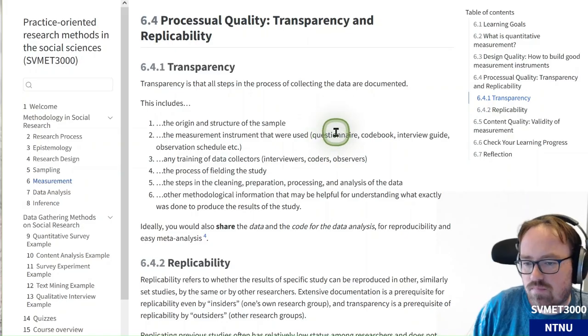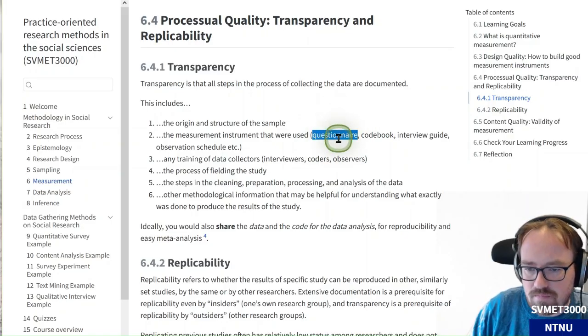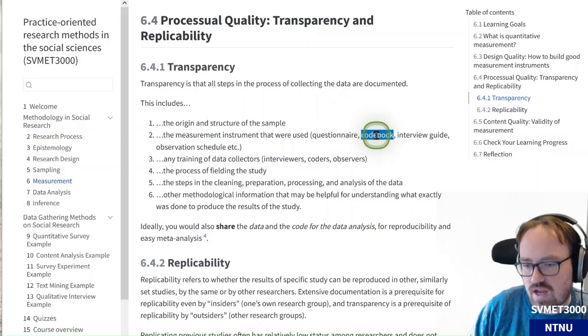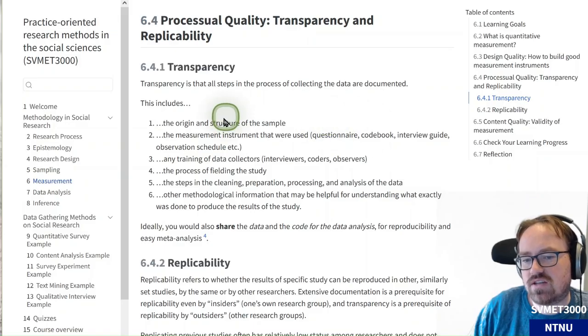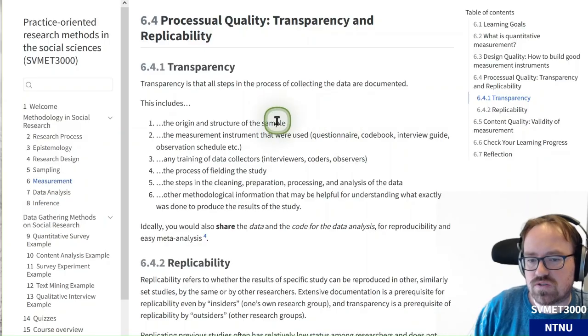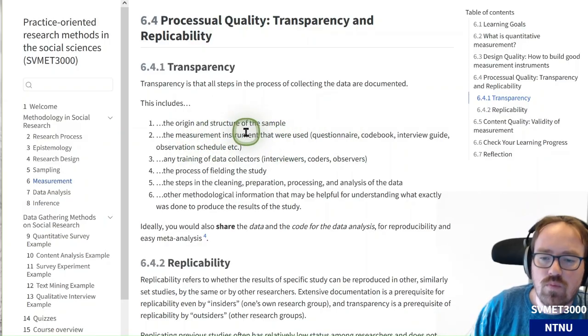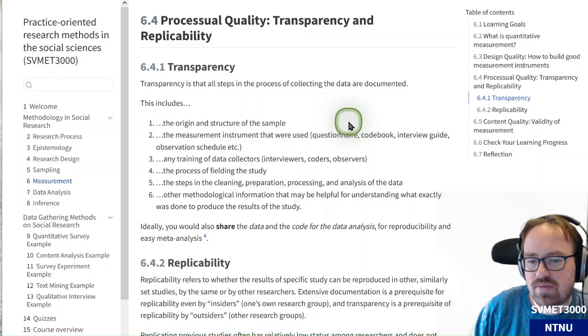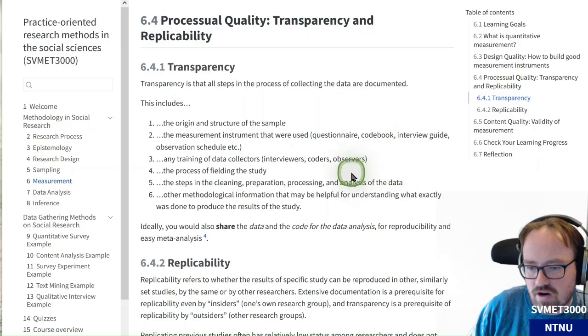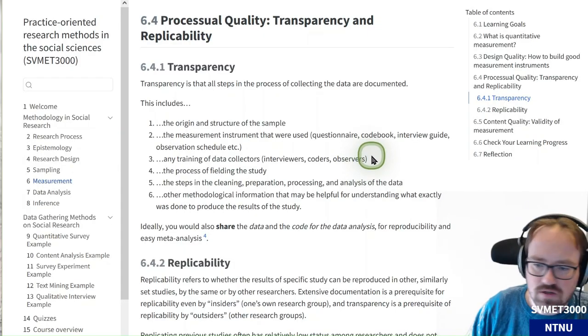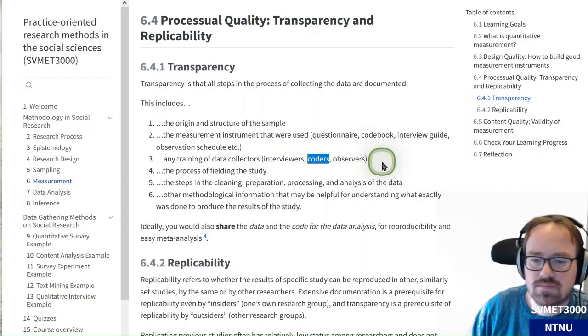So if possible in any way, document the entire questionnaire, the entire codebook, the entire interview guide, the entire observation schedule as an appendix to your publication. So a lot of this deals with what do we get in a publication in the end. And any training of data collectors should also be reported on, and materials shared as much as possible. So which test articles were coded, for instance.